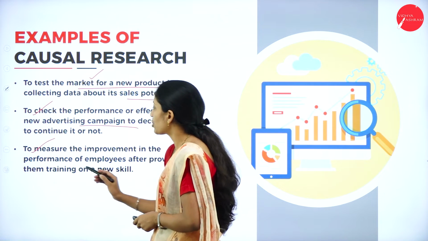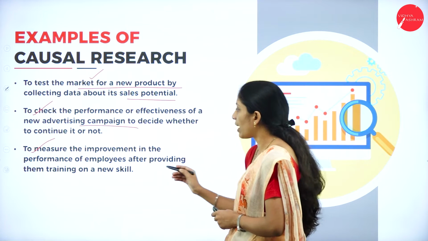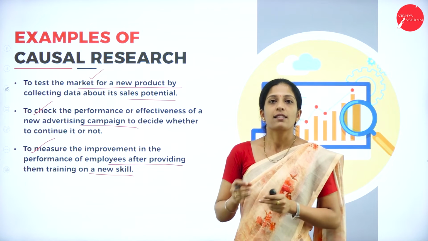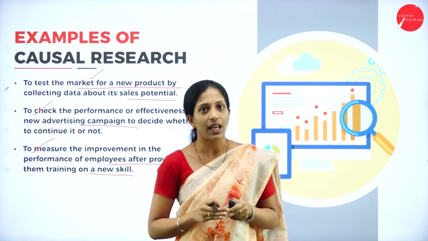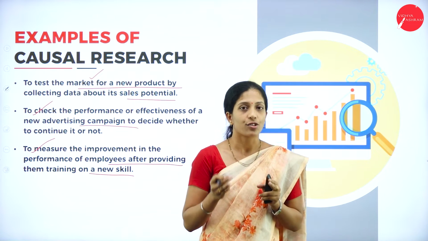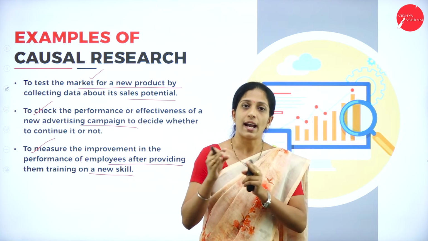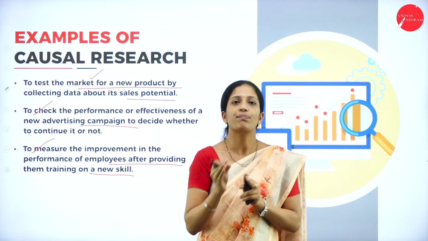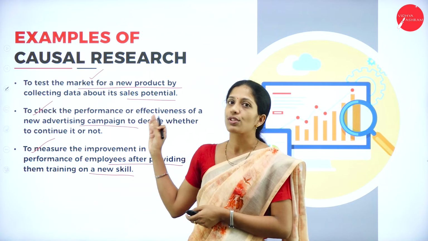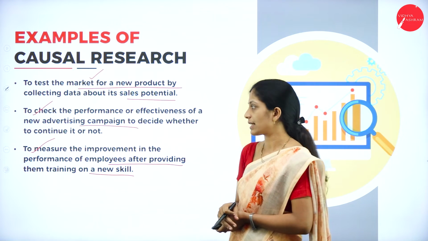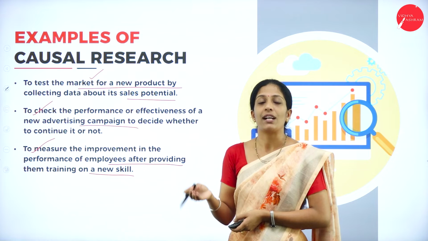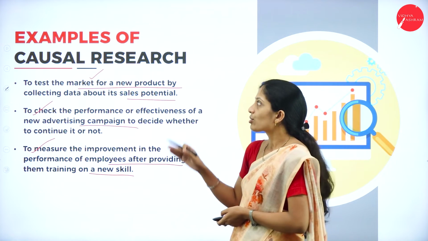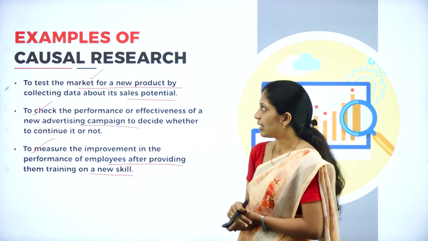Next one is to measure the improvement in the performance of employees after providing them training on a new skill. Suppose a training has been given to the employees. How will they work? Before giving the training and after giving the training, what is their performance? In order to see the performance before and after the training, they use experimental or causal research. It is to see the improvement after giving the employees training in a new skill. So these are the few examples of causal research.